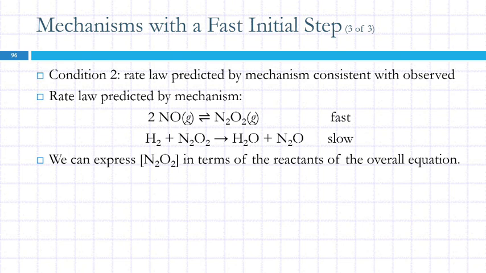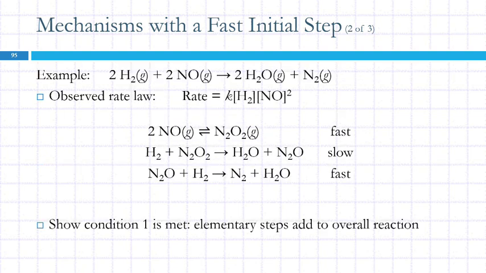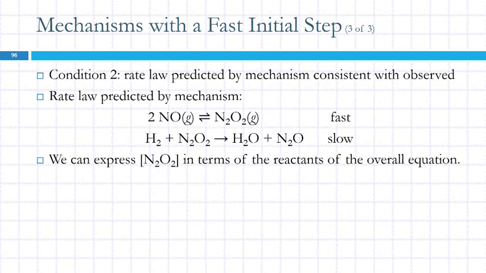So if we look at the mechanism, we have 2NO reacting to form N2O2. That's that first step, and that's a fast one. And then here we have a slow step. What's going to limit the reaction rate? The slow step. It's an elementary step, and so we can look at that elementary equation and predict the rate law. Again, only if it's an elementary step.